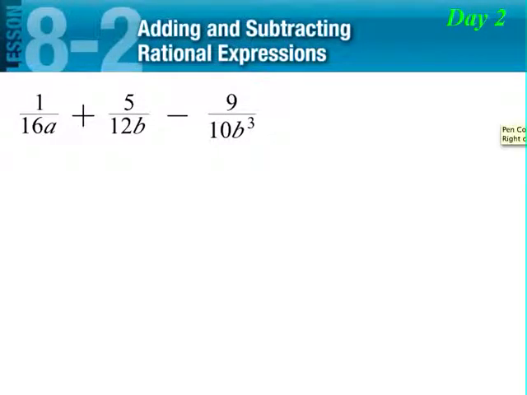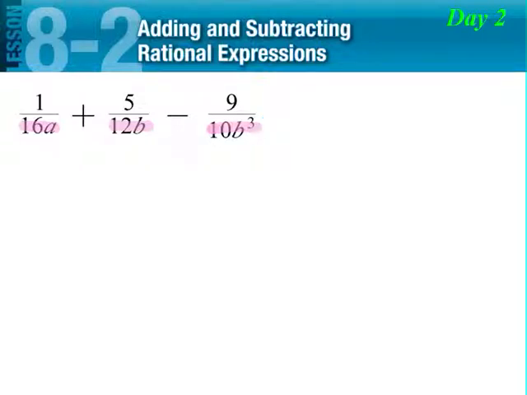Rational expressions. The first example on the board is like what we ended with on Friday: 1 over 16a plus 5 over 12b minus 9 over 10b cubed. Our goal is to add that together so that our final answer just has one numerator and one denominator. In order to do that, we need to find the LCM between 16a, 12b, and 10b cubed.